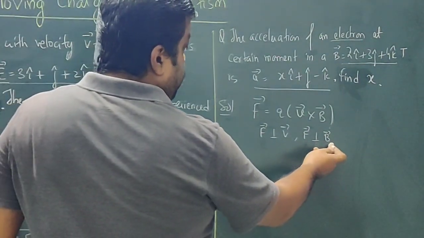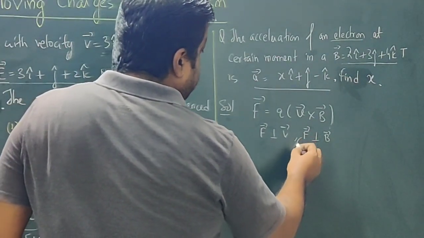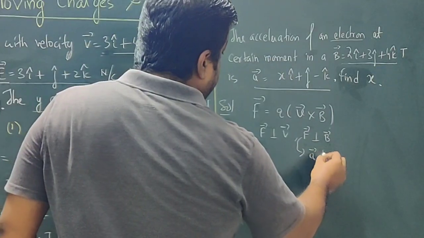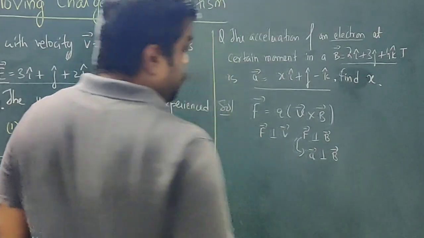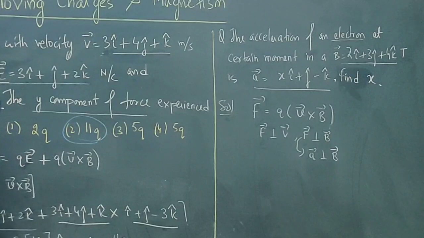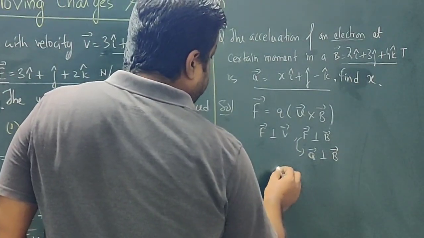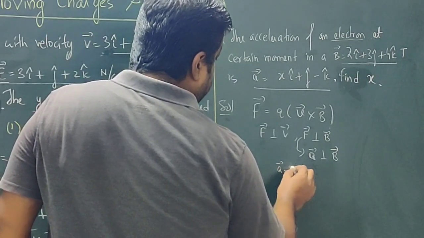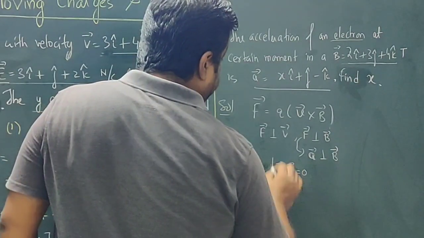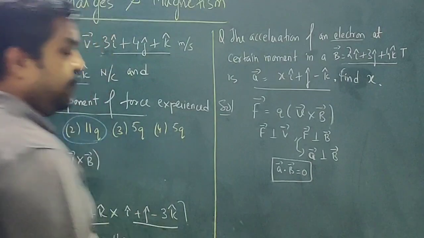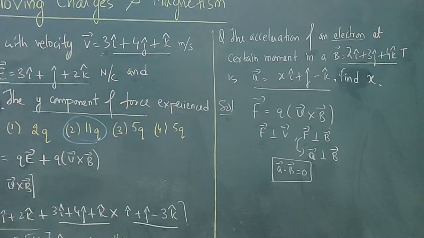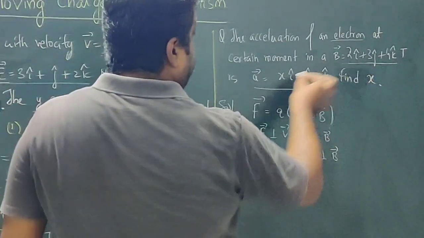Now force is perpendicular to magnetic field. This implies acceleration is perpendicular to magnetic field, because force and acceleration will be in the same direction. So if acceleration is perpendicular to magnetic field, that means the dot product of acceleration and magnetic field will be 0. So we have to take the dot product of these two quantities.